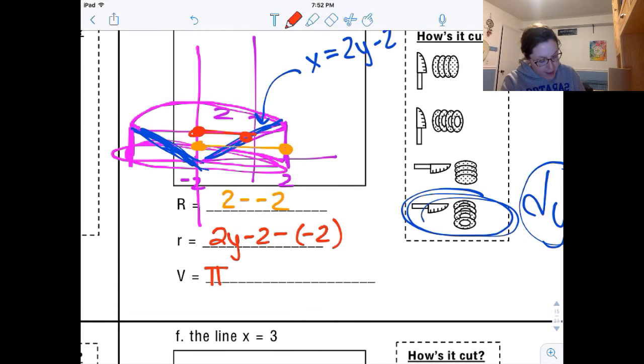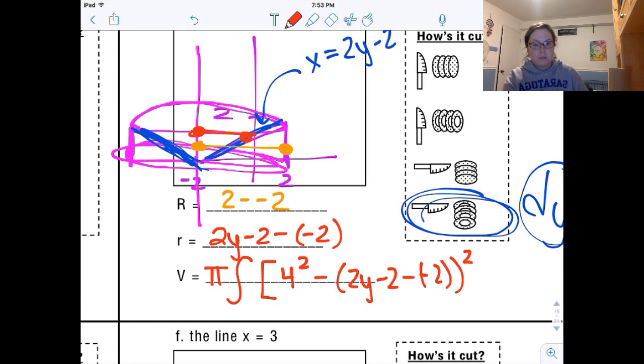So this would be pi times the integral of outer radius squared. So I'm going to make that 4 squared minus inner radius squared. And can you simplify this down? Sure. Do you need to? No. Doesn't matter if you do. dy. And now think about my bounds, my lower to my upper. That's going on the y values from 0 to 2.